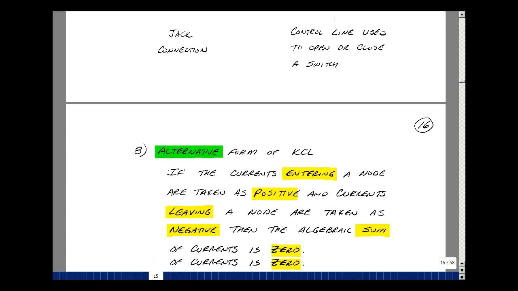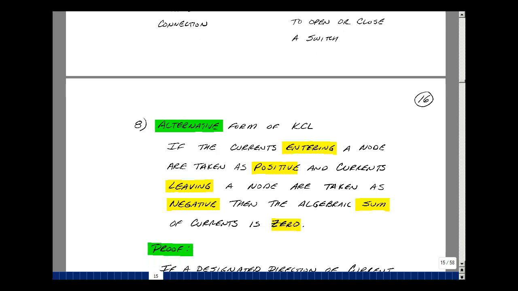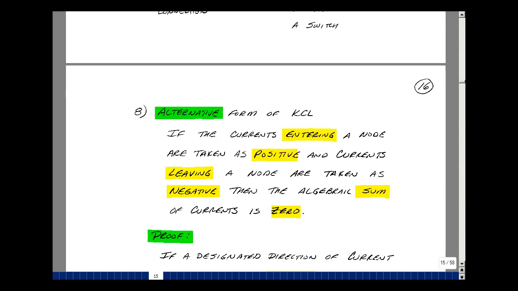We looked at one form of Kirchhoff's current law, saying that the currents that enter a node equal the currents that leave the node. But there are other ways of saying the same thing, and our textbook uses another form of Kirchhoff's current law. Simply stated: if the currents entering a node are taken as positive and the currents leaving the node are taken as negative, then the algebraic sum of the currents is 0. Why would that be true?